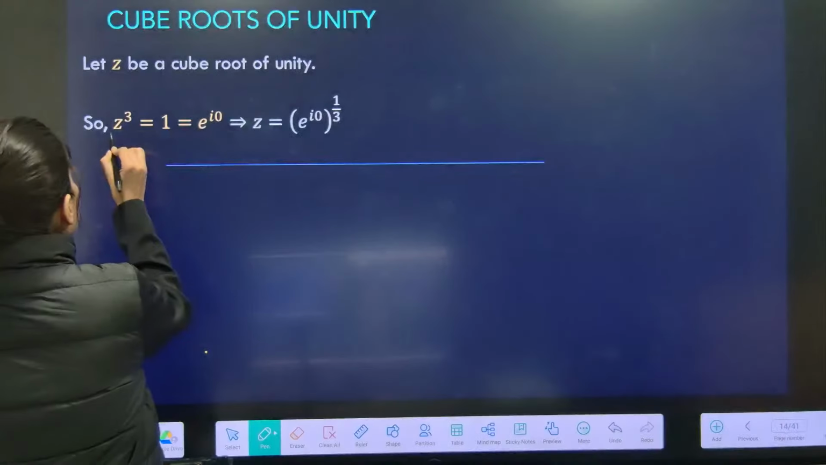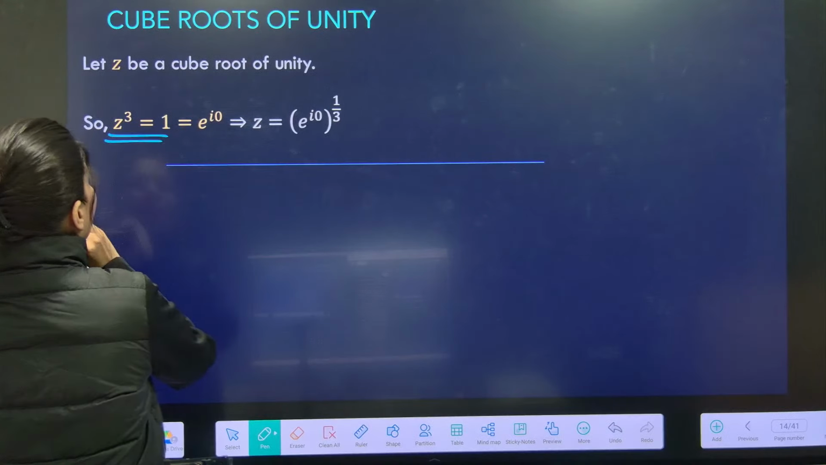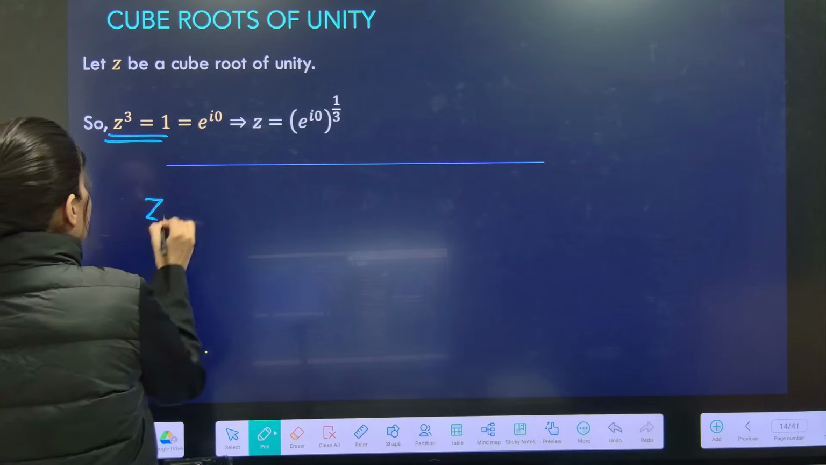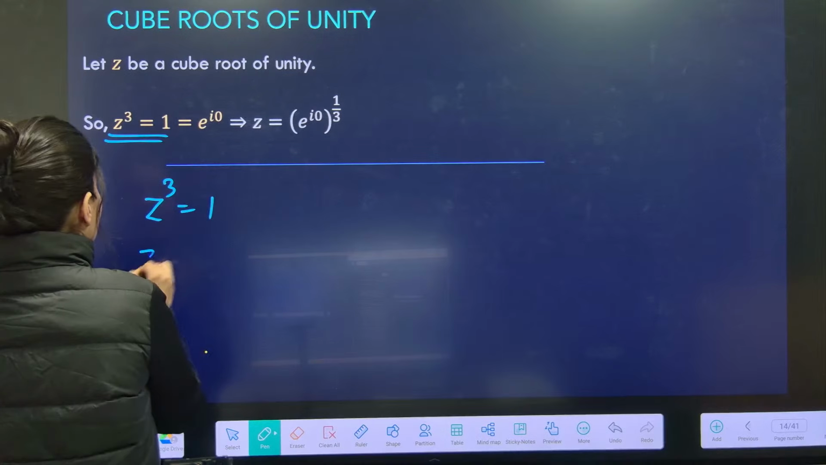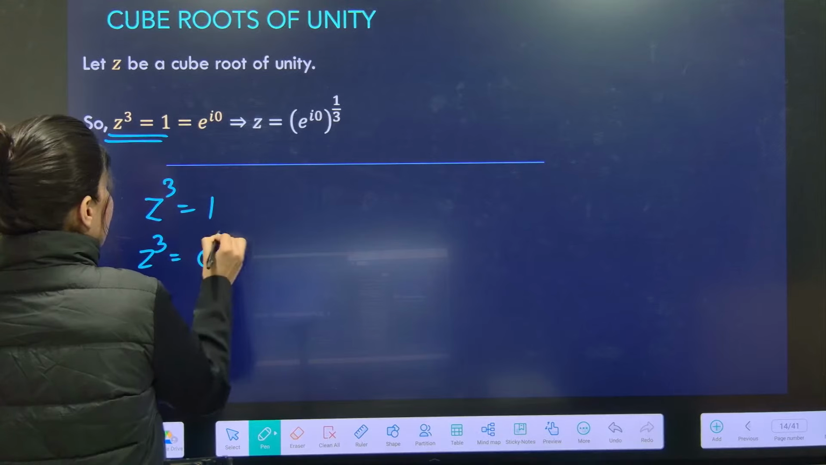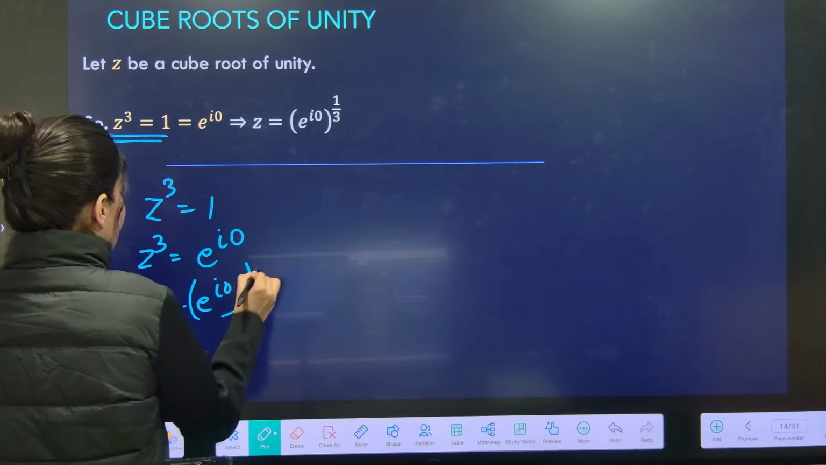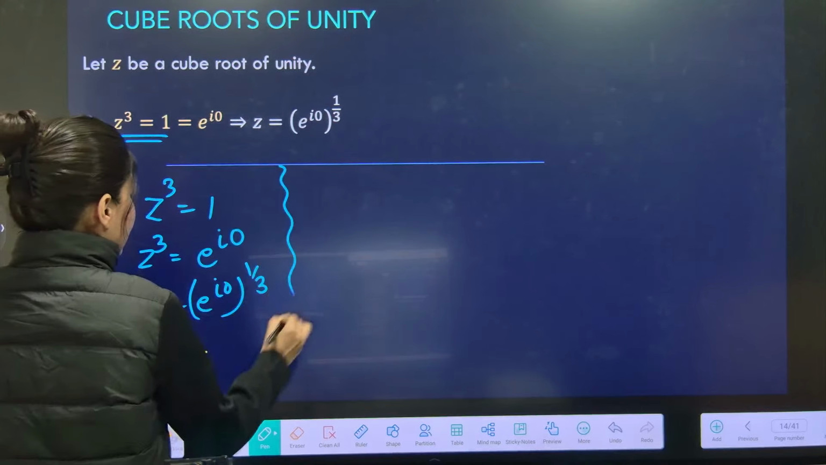Chalo. z cube is equal to 1. Okay, cube root of unity. So how to solve it, ma'am? z cube is equal to 1. We know that 1 is equal to e power iota 0, so z is equal to e power iota 0 power 1 by 3.